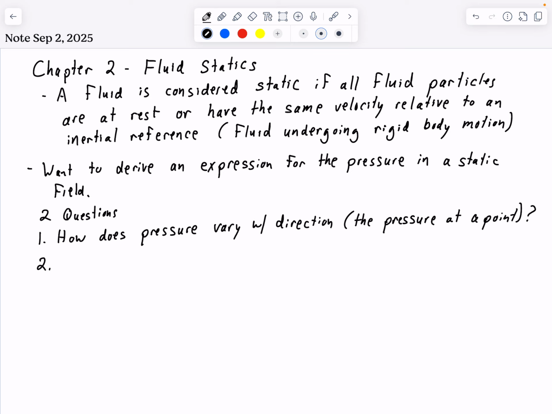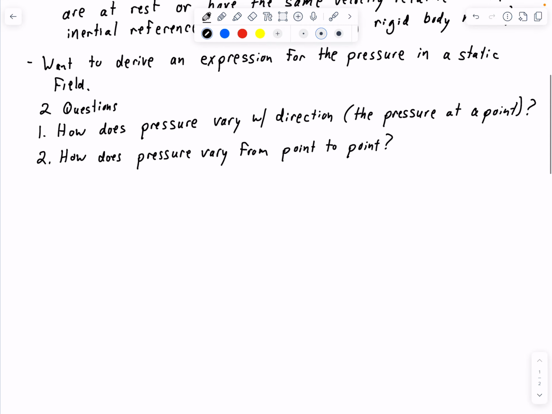Our second question, which will be the topic of the next video, is how does pressure vary from point to point? So we're going to do a short derivation to look at this first question. We're looking at pressure at a point for a fluid at rest.